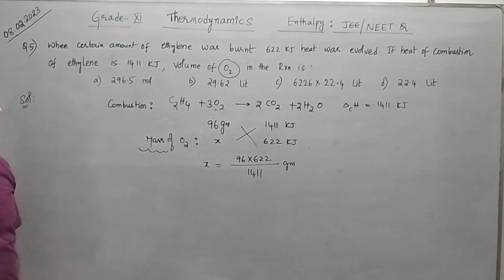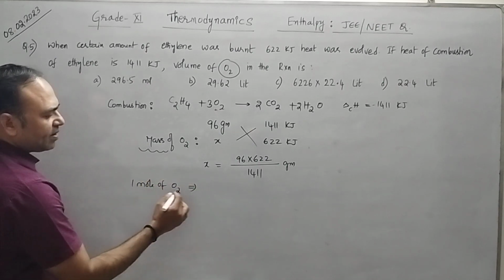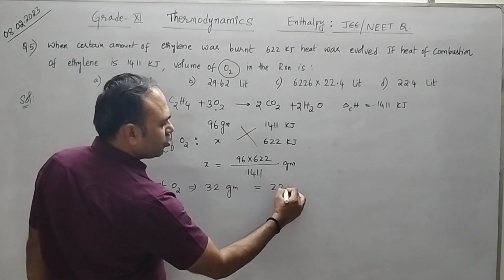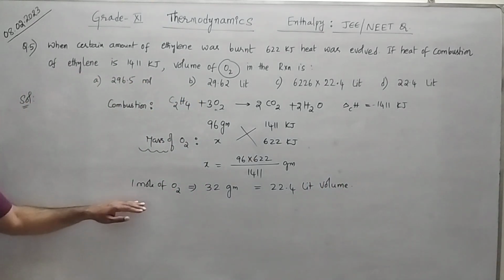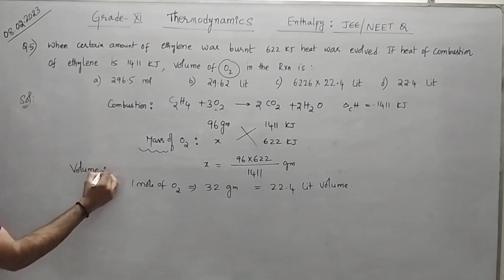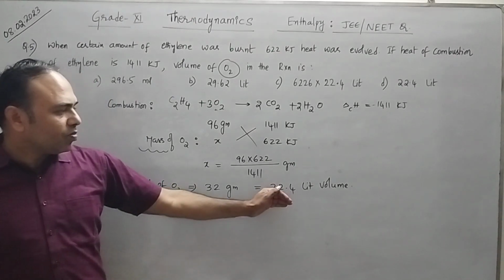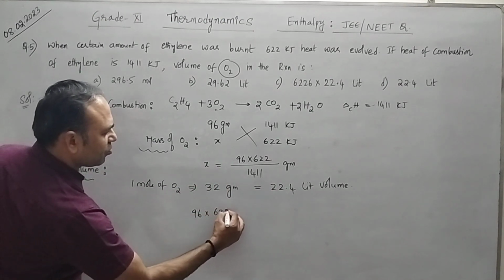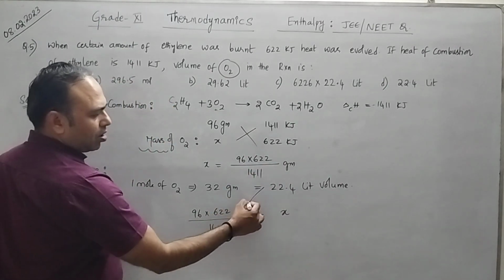Now we got mass, and we know that 1 mole of oxygen has a mass of 16 into 2, 32 grams, and it will occupy 22.4 liters volume. This is a standard thing which you know. First we found the mass, then we need to calculate the volume. So to calculate volume, standard form, 32 grams of oxygen occupies 22.4 liters. Now how much mass have they given? 96 into 622 by 1411 grams occupies, take it as X, cross multiply.